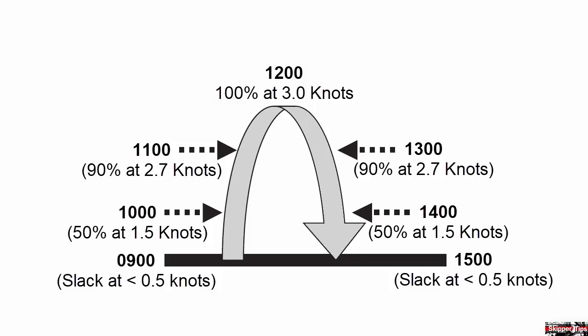At the 0 hour, slack water begins, you can expect speeds to be between 0 and 1/2 knot. At 10 o'clock, current speed will be at 1.5 knots, at 11 o'clock, 2.7 knots, and at 12 o'clock, 3 knots. At 1300, current speed will be 2.7 knots, at 1400, 1.5 knots, and at 1500, the current will once again be slack with speeds between 0 and 1/2 knot.